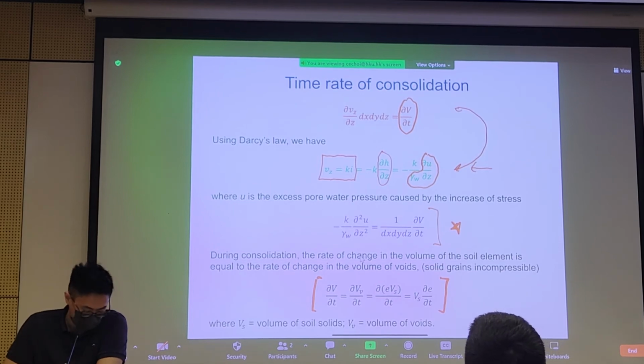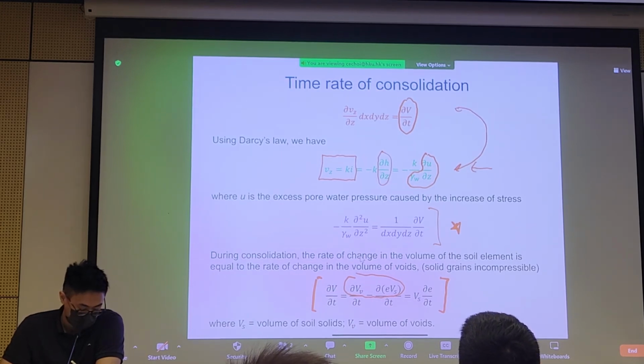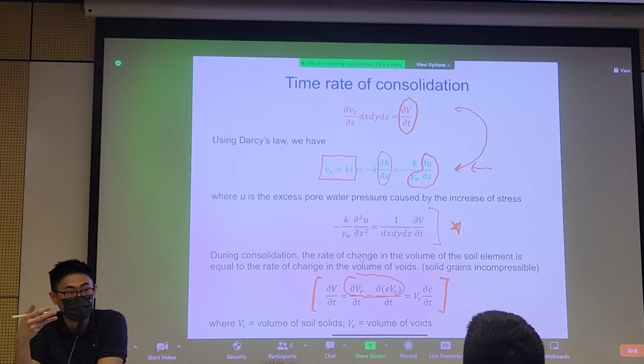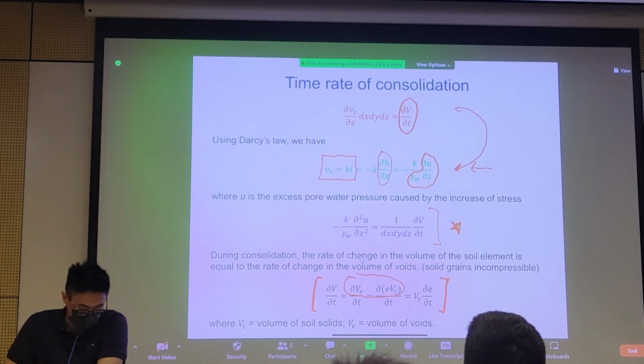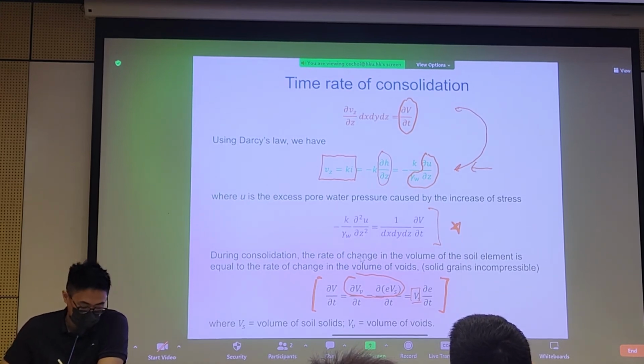And if you remember the relationship for void ratio, your void ratio is your volume of voids over your volume of solids, and that's the ratio. And then you can come up with the expression volume change dV over dt is equal to volume of solids, which is constant. Remember the other assumption when we derive this, the volume of the solids doesn't change, right? So it's a constant here. And the only volume change you're getting is the change in void ratio over time. So this is another expression. Bear with me for a bit.